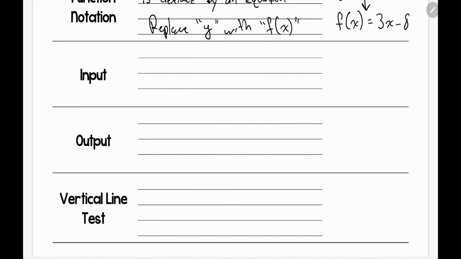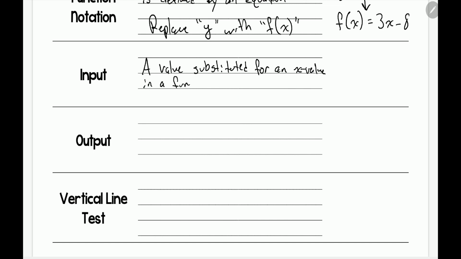The input is a value substituted for an x value in a function. So in other words, if we have f of 4 is equal to 3 times 4 minus 8, this guy right here is going to be the input.